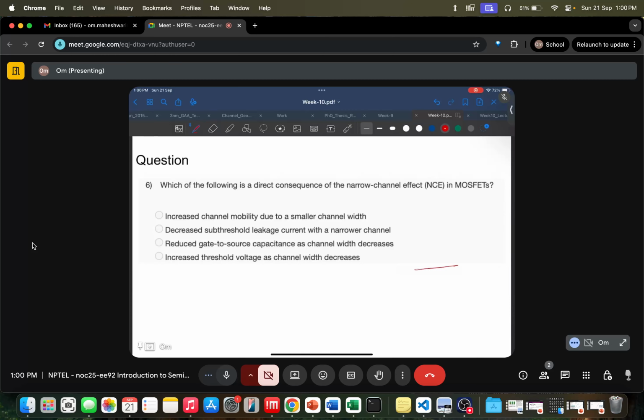So this is your width, you have oxide here. So you have some extra depletion on the sides also, other than the center. So when your width is reducing, these parts do not scale. So you need more gate voltage to deplete these parts compared to this part as width reduces. So your VT increases. This is the narrow channel effect: increased threshold voltage as channel width decreases.